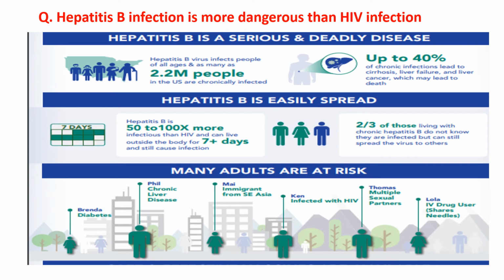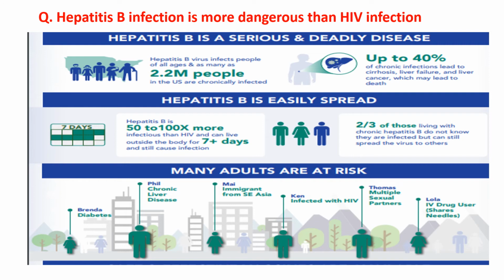Hepatitis B is easily spread. It is 50 to 100 times more infectious than HIV, which is one of the major reasons for its easier spread, and it can live outside the body for more than 7 days and still cause infection, which is again a cause of greater concern than HIV. And 2/3 of those living with chronic hepatitis B do not even know they are infected, but can still spread the virus to others through the carrier state, which is again a matter of concern.